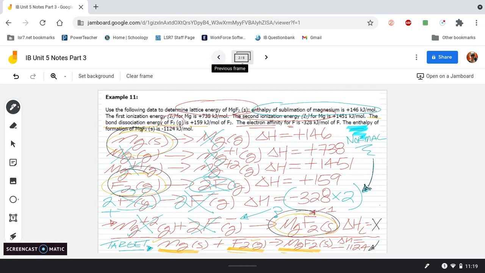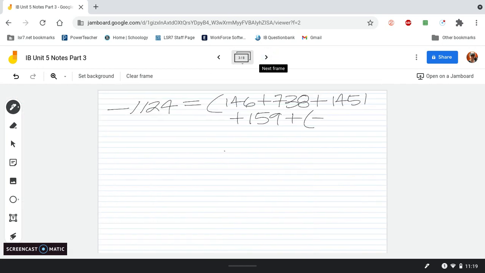So you're just going down the list, right? I did this one and this one and this one and this one. And now there's the negative 328 times 2. You can't forget the times 2. So plus negative 328 times 2. And then there we go. Now I'm going to put a bracket around this whole thing, plus x. And you've got to solve for that x. So when you run this whole thing through your calculator, you should get the right answer.